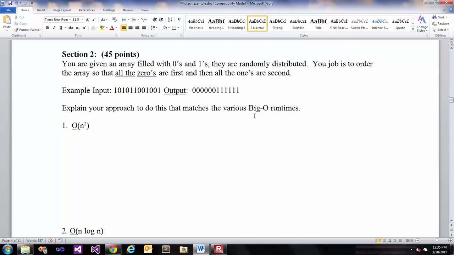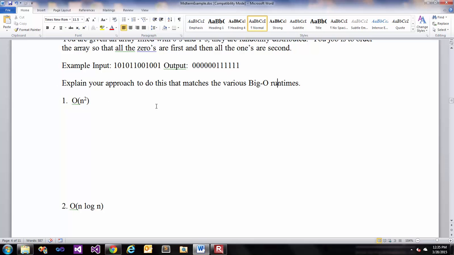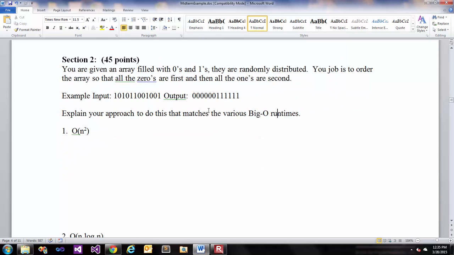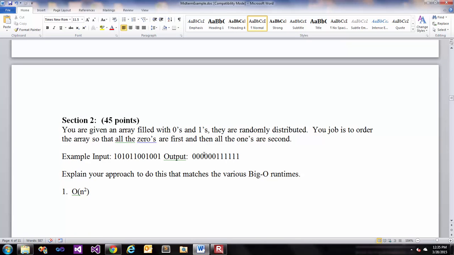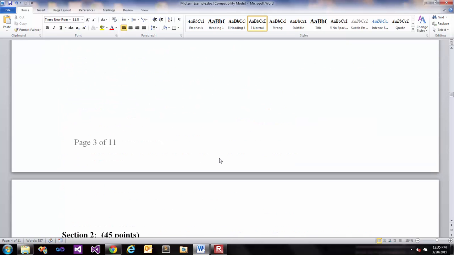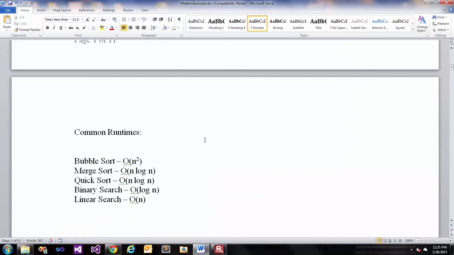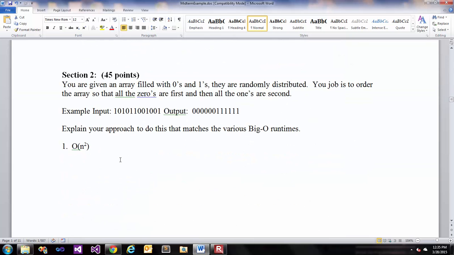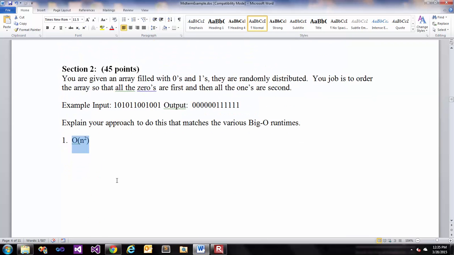So explain your approach that matches the various big O runtimes. One way to do this problem is, if you recognize that since all the zeros are in front and all the ones in the back, it's almost like a sorting problem, where the lower values are first and the greater values are at the end. So a simple solution would be using a sort such as bubble sort, which would give us O(n squared). All you would have to do is explain: sort the array with the bubble sort algorithm. Bubble sort by definition is O(n squared), which matches the runtime that we want. So you write bubble sort, and the reason why is that bubble sort runs in O(n squared).